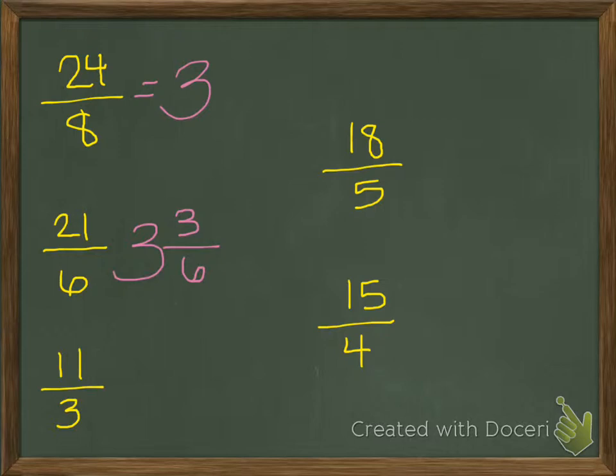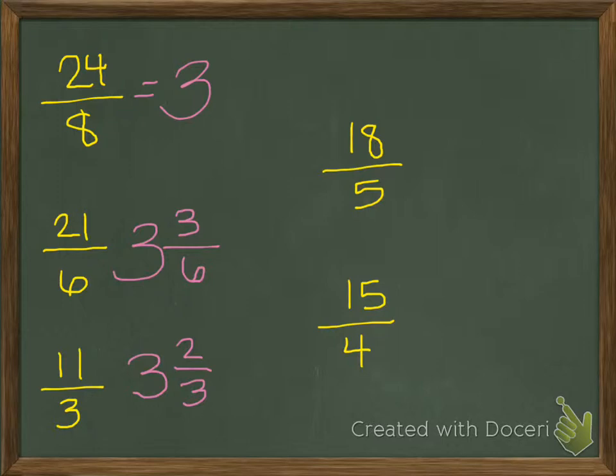11 thirds, 3 goes into 11 again, 3 times, with 2 left over. The denominator stays the same, so 3 and 2 thirds.